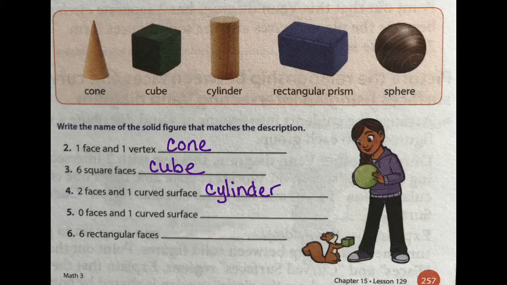Number five, no faces. Absolutely zero faces and one curved surface. You're right, the sphere. Very good. And the last one, I know you can just write down what's left, but it's always good to double check. Six rectangular faces. And because the rectangular prism is left, let's look at it. Yes, those are rectangular faces. So let's write rectangular prism.